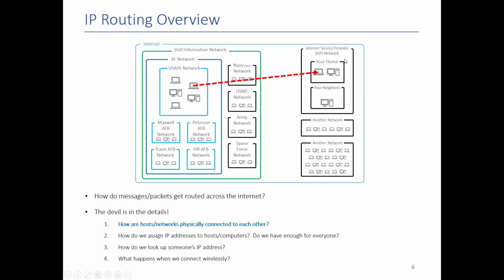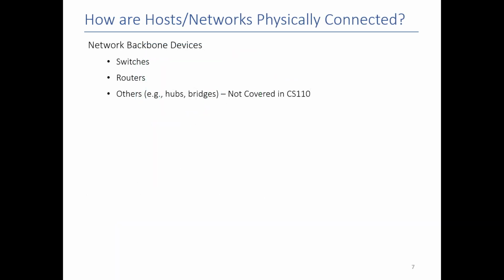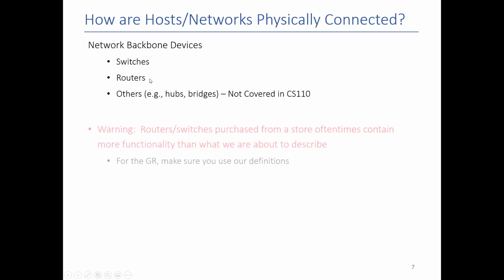We're going to talk about each one of these in turn, but the first thing we're going to talk about is the physical connections. How are all of these networks connected to each other so that they can share information? For this class, we're going to focus on two types of what we call backbone devices: switches and routers. There's a lot more, and if you become a computer science major or take a networks class, you'll learn about them. But for this class, this is enough for us to get started.